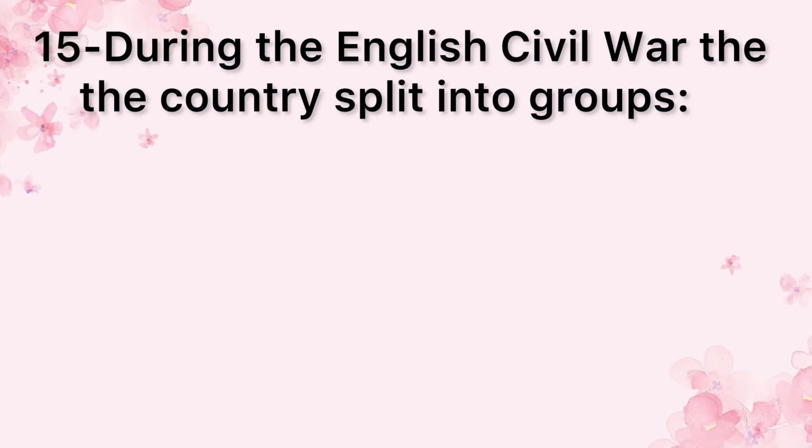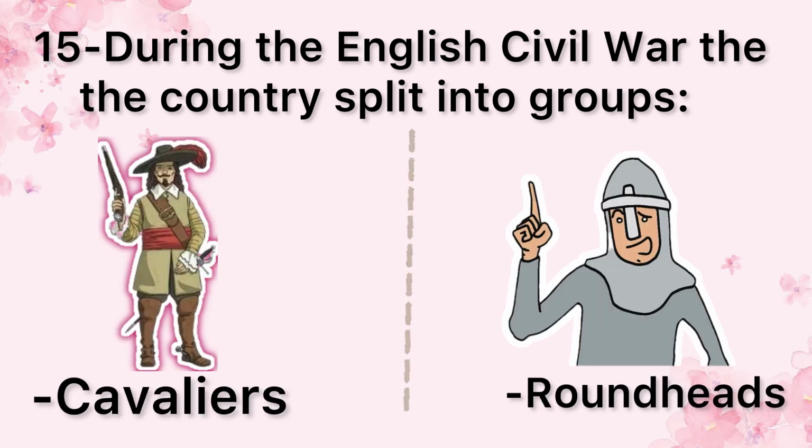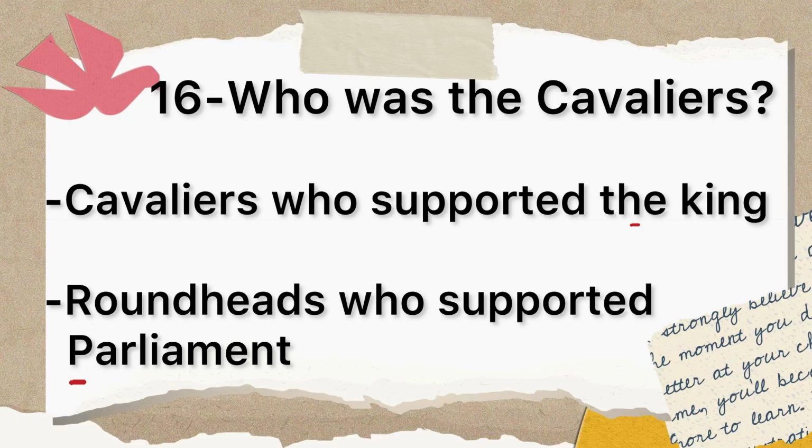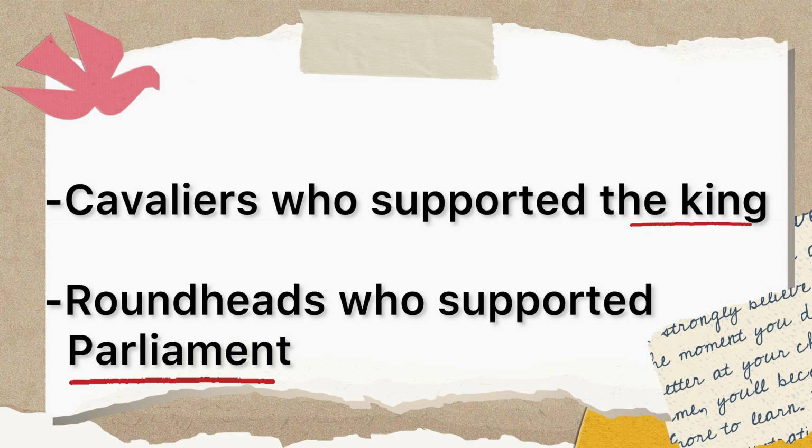During the English Civil War, the country split into two groups: Cavaliers and Roundheads. Who were the Cavaliers? Cavaliers supported the king. Roundheads supported Parliament.